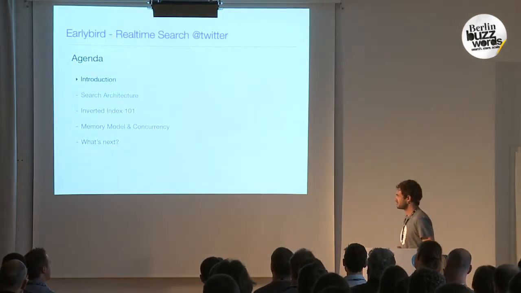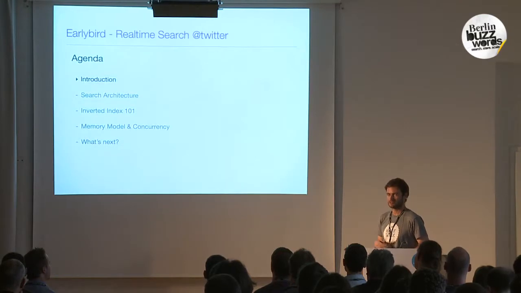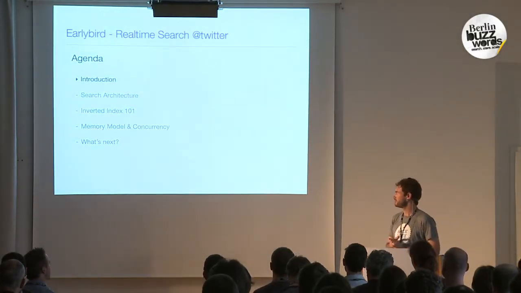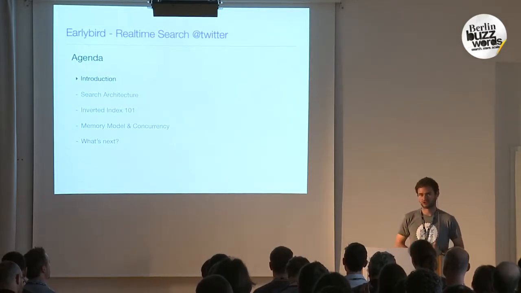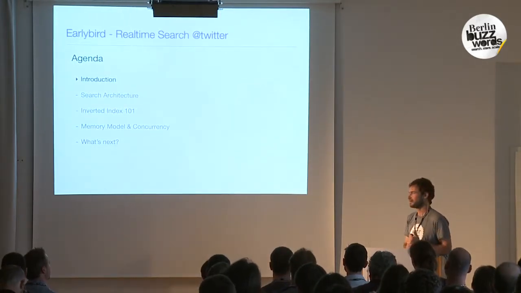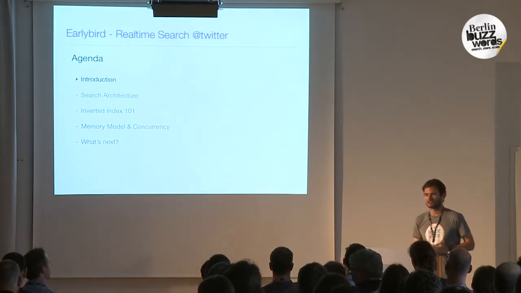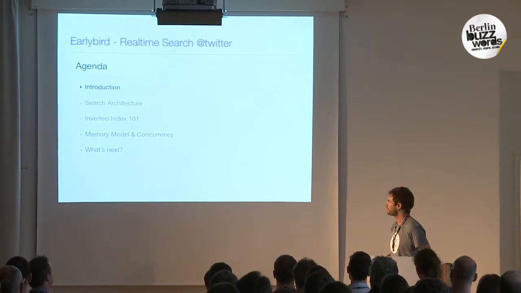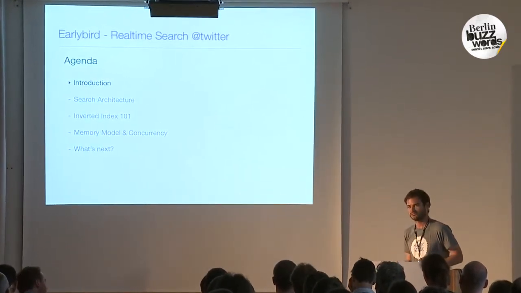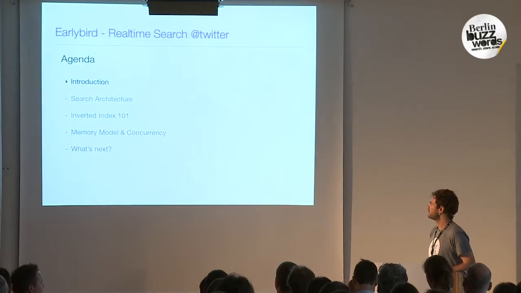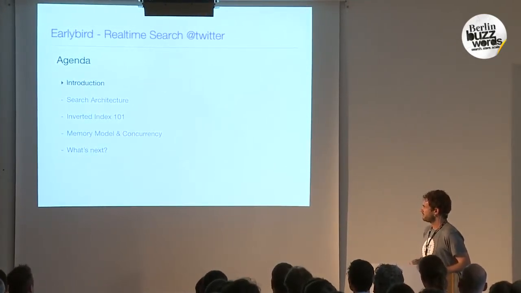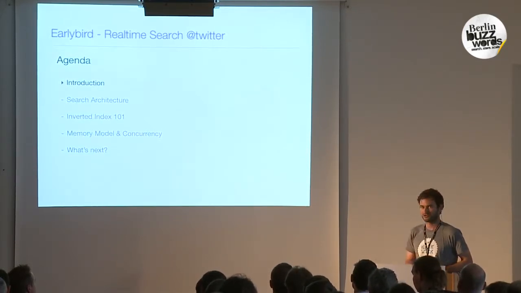So the agenda for today is I'm going to give you a very brief introduction, a little bit about the history of Twitter search, and then I'm going to talk about, also pretty briefly, the general search architecture and the different components we have. And then I really want to dive into our inverted index and specifically the changes we made to Lucene to support the real-timeness and the concurrency and the immense load that I just talked about. And then if we have time at the end, I will talk a little bit about the next things we are doing.